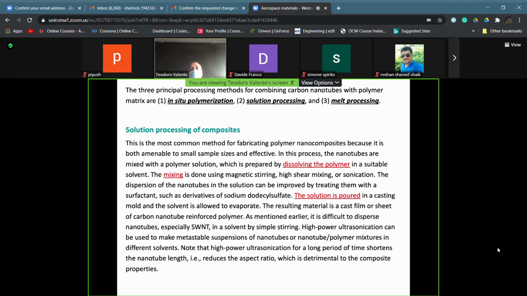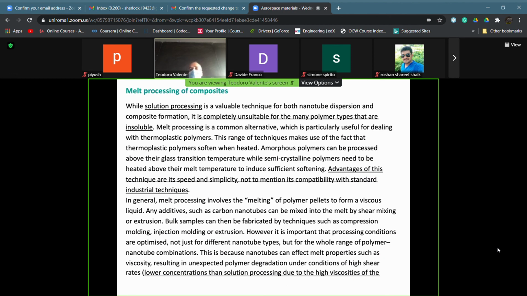Why? Because usually it is suitable to fabricate a small sample size, so we cannot deal with real engineering components. And the second reason is related to the fact that not all the polymers are able to give a solution. There are interesting polymers that are insoluble, and so we cannot use solution processing. In these cases, which have been studied a lot, we can use the melt processing technology, which, as you could understand from the sentence I wrote, is particularly useful for dealing with thermoplastic polymers.